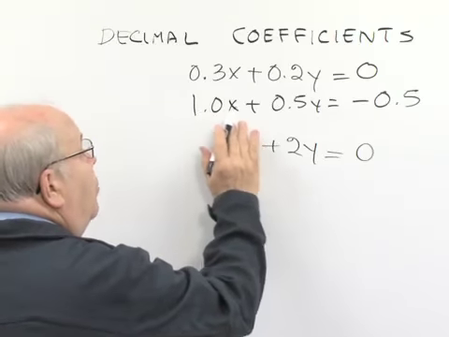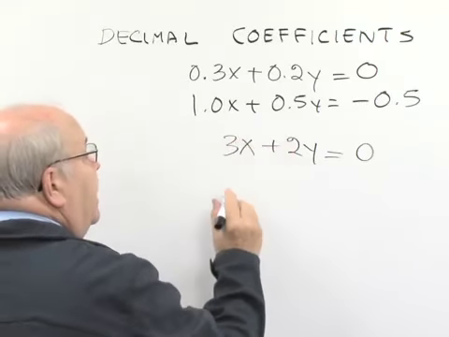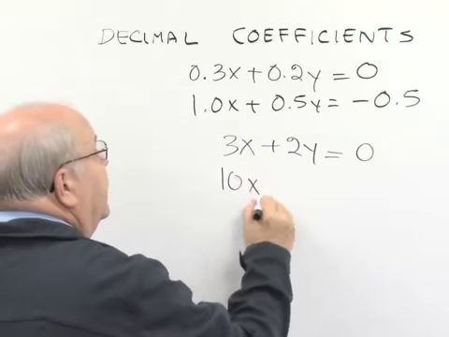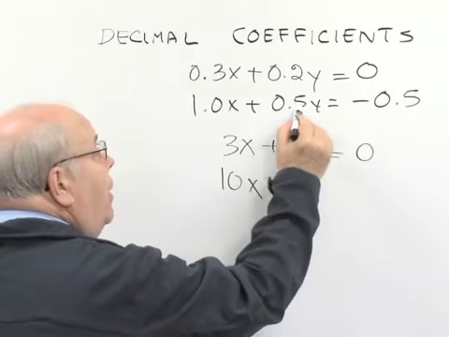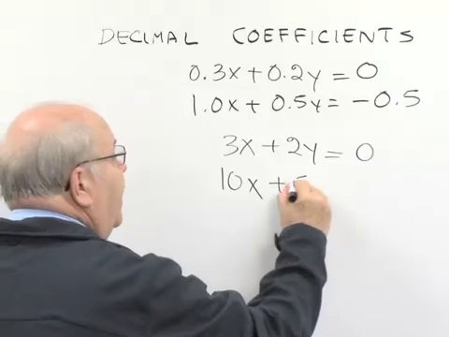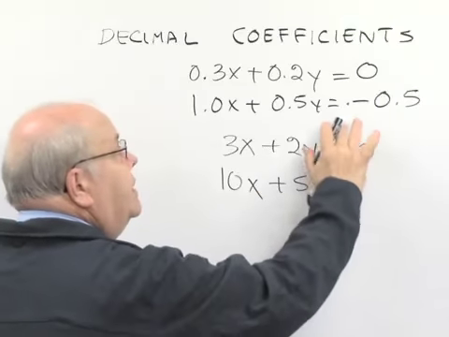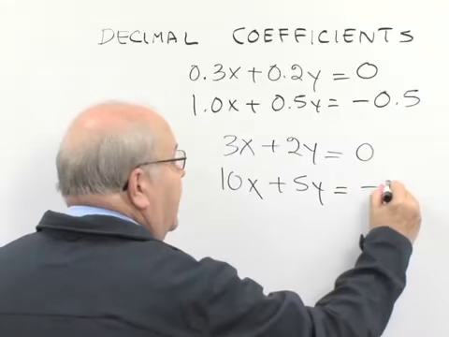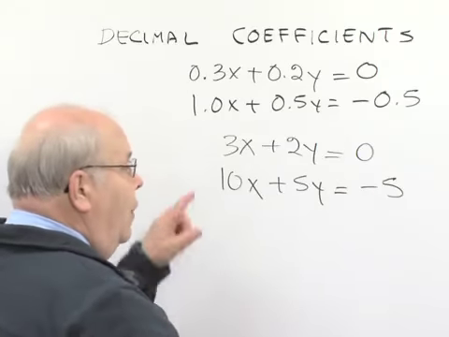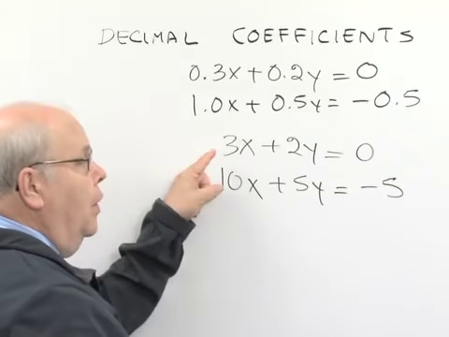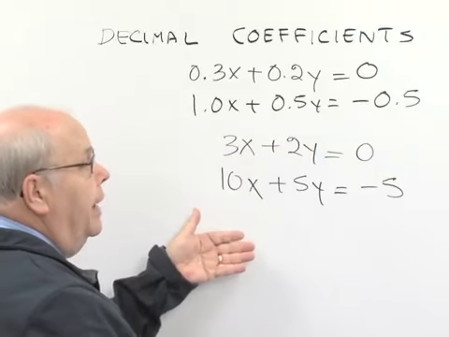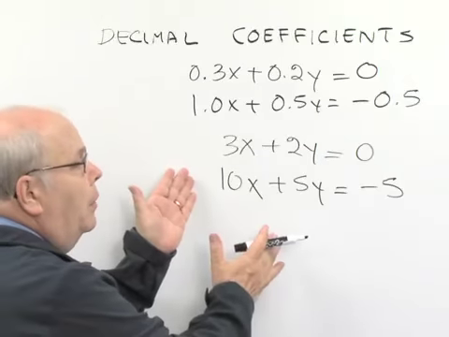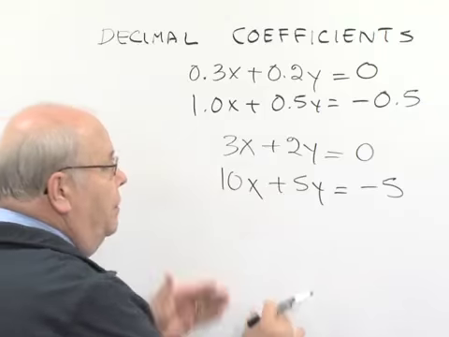Now 1.0x, when we multiply by 10, we get 10x. 10 times 0.5y would give us 5y. And 10 times minus 0.5 gives us negative 5. Now we have a system of equations. We would like to be able to solve it. It probably would be easiest by the addition method.